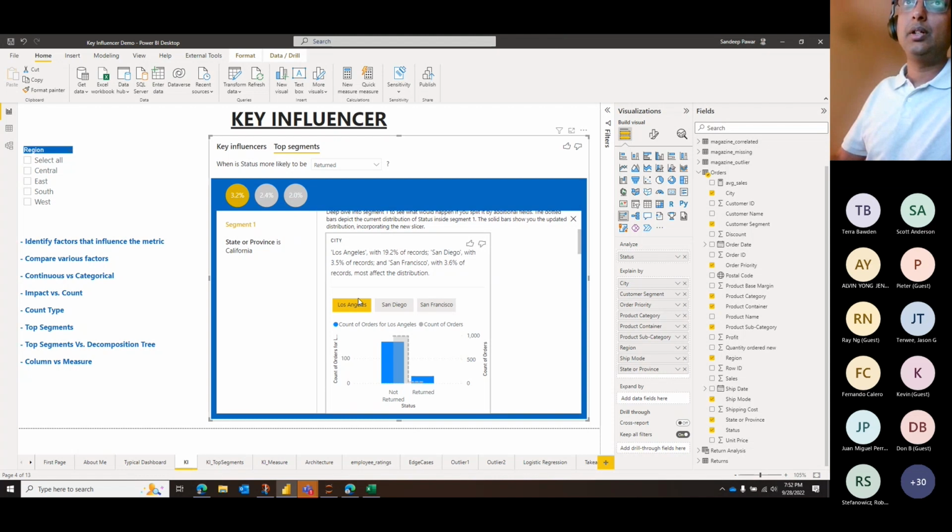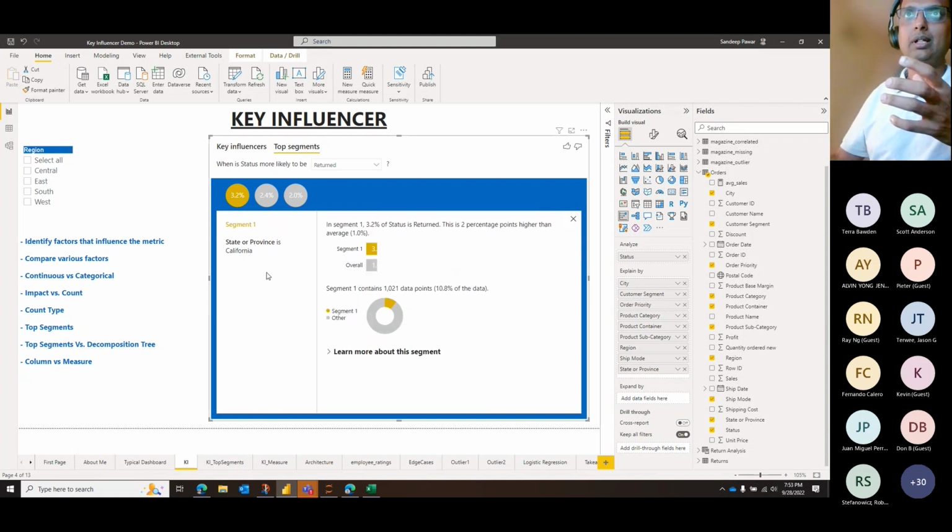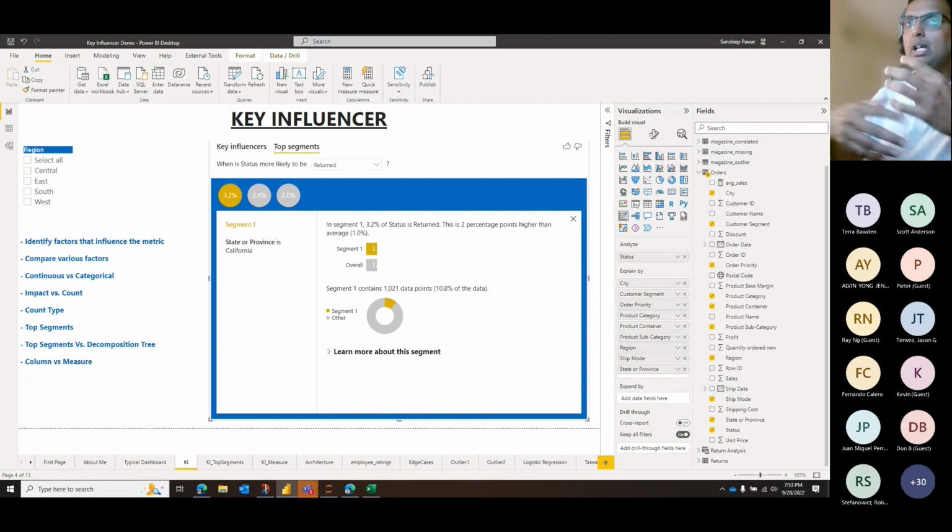So the question that we are trying to answer is, do we have any population, subpopulation, or segment in our data that has a higher percentage or status of being returned. And now that we know what that is, give me more details about that. Are there any subpopulations below that which maybe the key influencer visual hasn't taken into consideration?